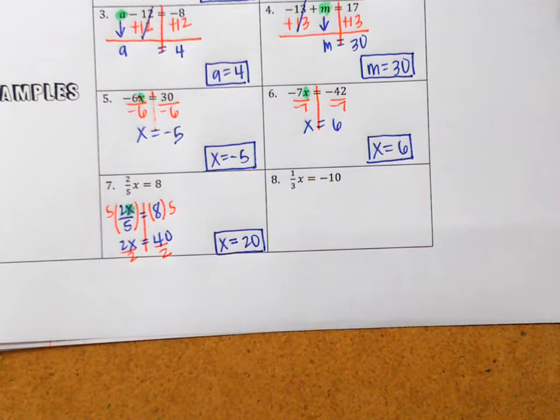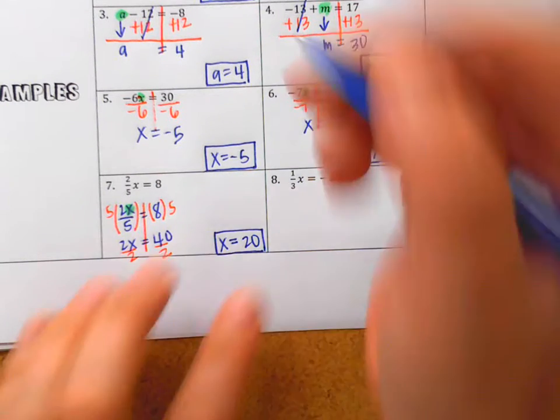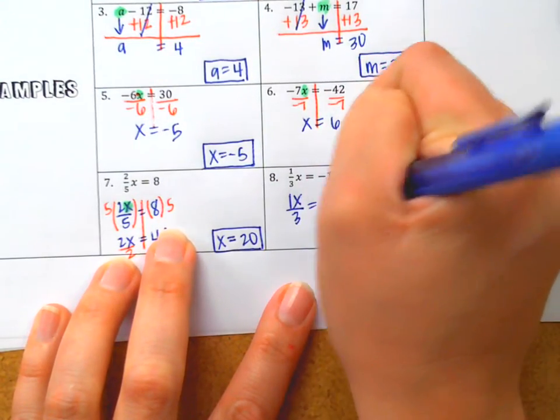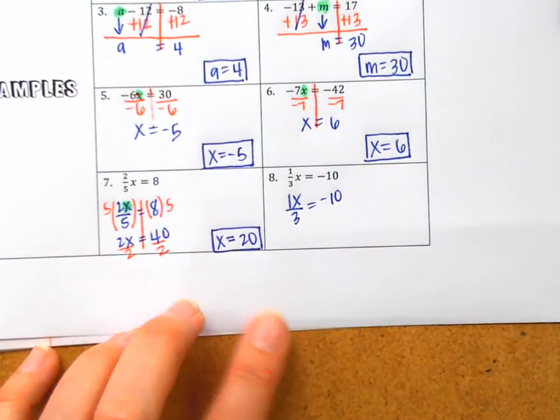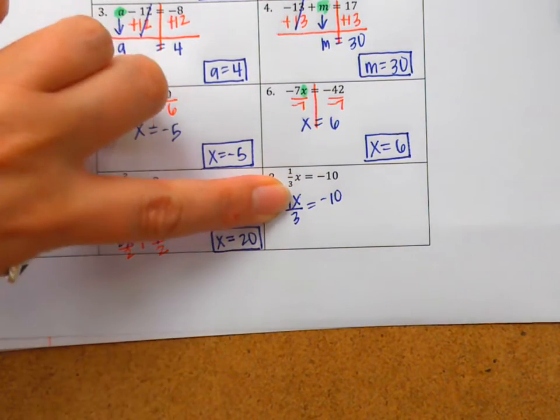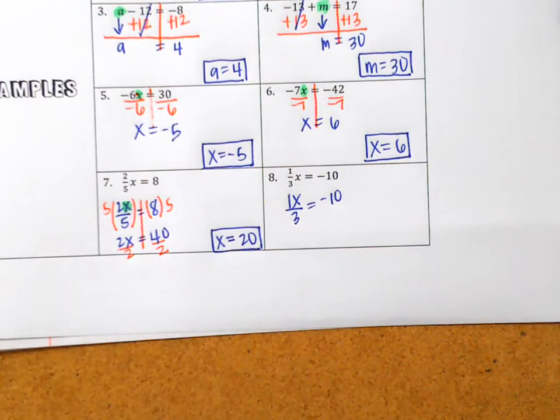Okay, so number 8 is really similar. First thing I'm going to do is just rewrite it. So it's 1x over 3 equals -10. Now that 1x, we really don't need that 1. So actually this is exactly one step. We don't have to do the 2 steps because the 1 is what we want. We want it to be 1x.